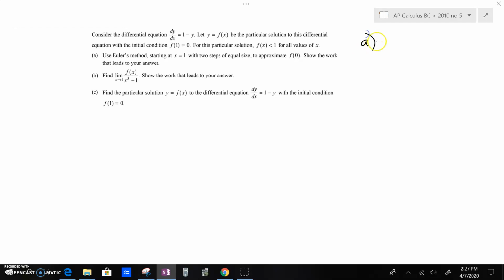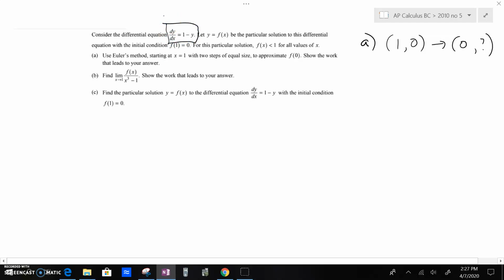So part A, where we're starting is at (1, 0). Where we're trying to go to is (0, something), and we're trying to find that y value associated with it. We're just doing an estimate, and we're moving backwards, so we're moving to the left each step. We're using this slope equation: y prime, or dy/dx, is 1 minus y.